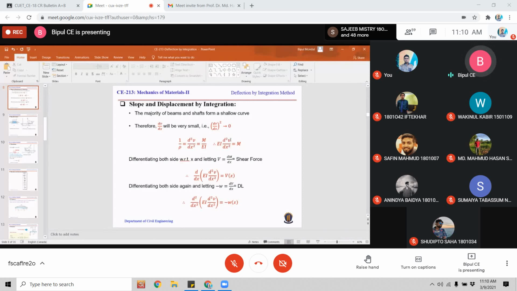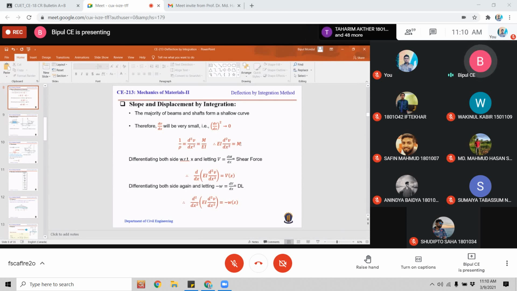V is the deflection along the vertical direction, d²v/dx², where x is the distance along the structure in the horizontal direction, and M is the internal moment at that point. So to apply this equation, we have to express the moment in terms of x.